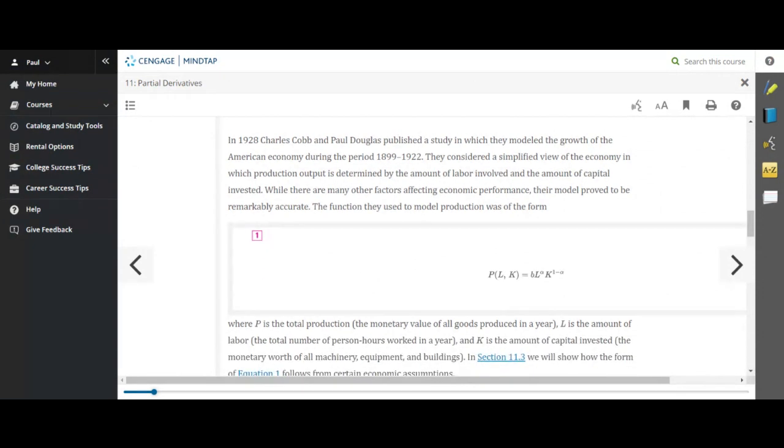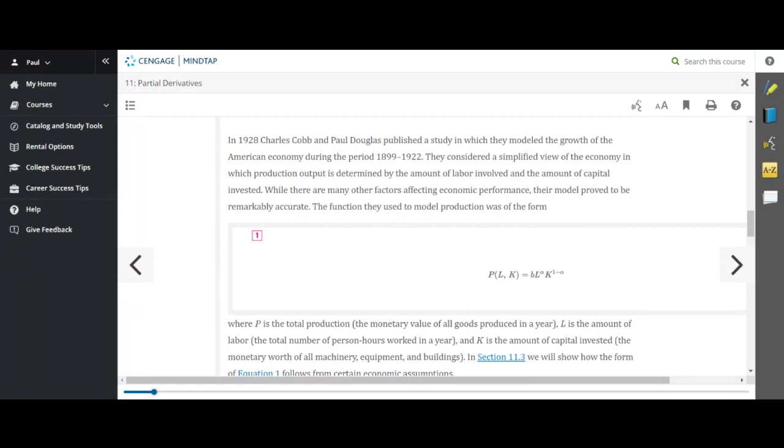Okay, and they say here that P is the production, L is the amount of labor, and K is the amount of capital invested, like machinery and so forth. Okay, and so these are exponents. L and K are raised to an exponential power, and the value of alpha, that's in the exponent there, it would have to be given in the problem. It would have to be given to you.